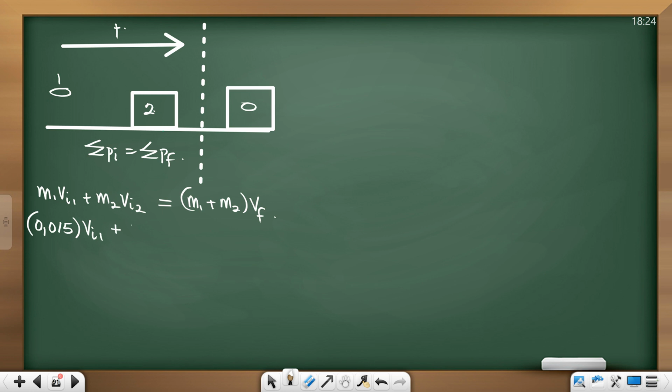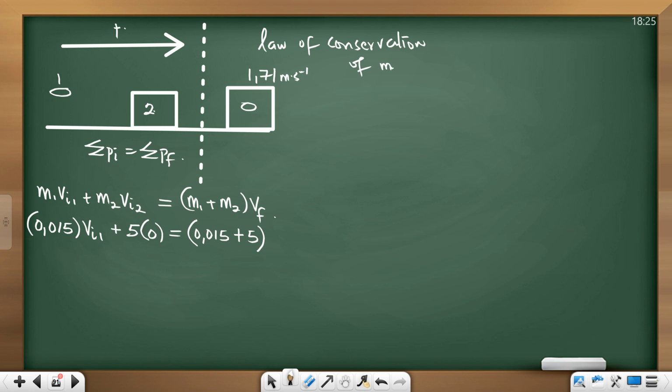Do we know the mass of the block? 5. But it was stationary before collision, so its initial velocity is 0. Now what do we have? 0,015 plus 5. Now we were told that this thing moves at 1,71. Do you notice? We couldn't have gotten that 1,71 meters per second without the law of conservation of mechanical energy. We had to use that to get that 1,71. This is why I am combining energy and momentum.